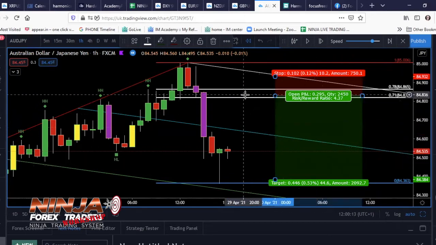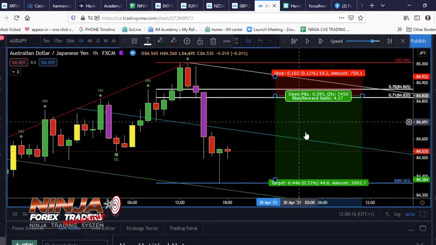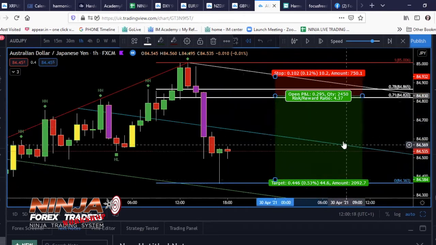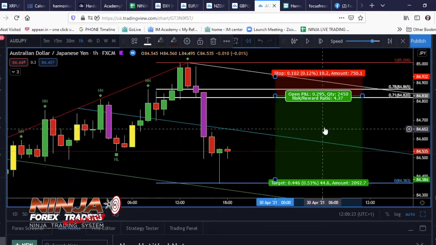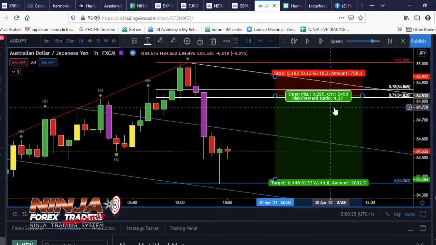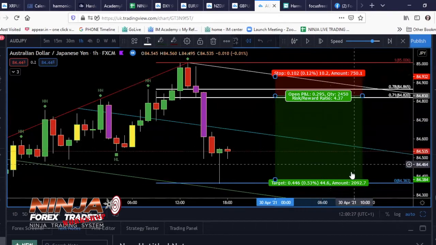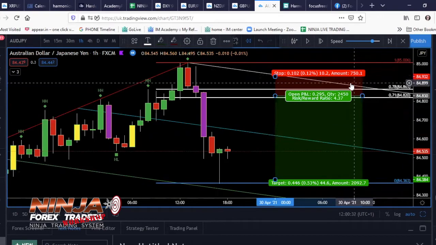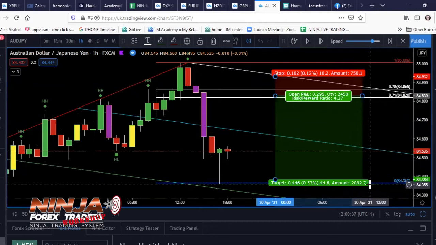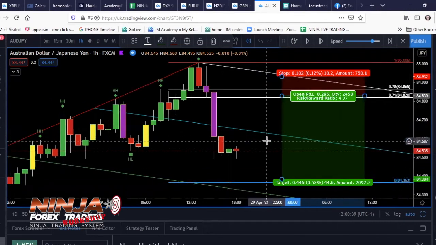But I'm expecting price to get in here, and if it goes to my take profit, which is way down here, I've got a 4.37 risk to reward by the time it reaches there. So if I put a pound on my stop loss, by the time it gets down there, I've got £4.37. And this is being conservative because ultimately there's a very good chance of the price going further down to that median line, which is why we've got the pitchfork on there.